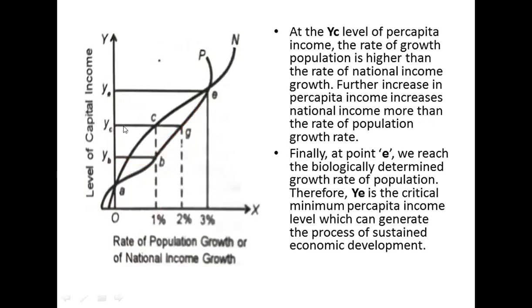Now suppose that we come to the level YC. At YC, the population growth rate is 2%, and the income growth rate is just 1%. At YC, the rate of population growth is higher than the rate of national income growth. Further, an increase in population increases national income more than the rate of population growth. Finally, suppose we come to point E, we reach a biologically determined growth rate of population, because at point E, the population growth rate just becomes equal to the national income growth rate.